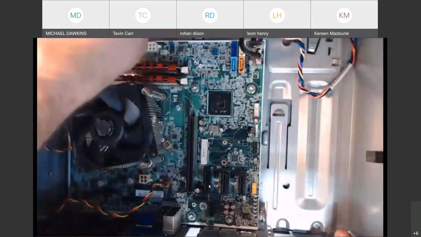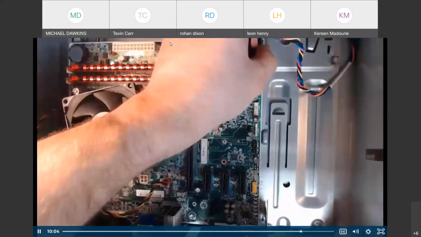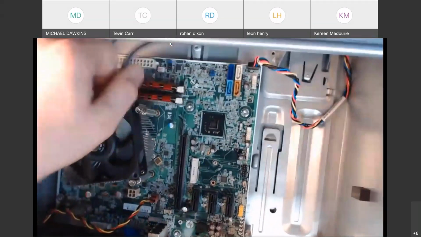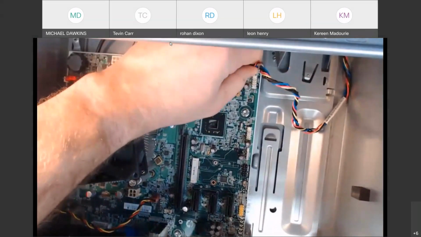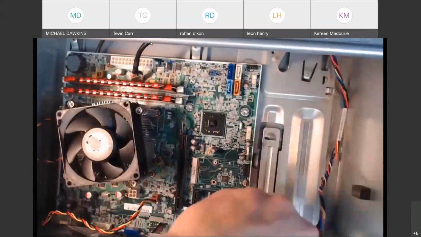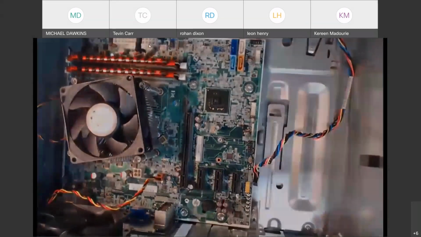And there goes our audio. There goes our USB. And lastly, our front panel connectors for our power button, reset button, and speaker in there.